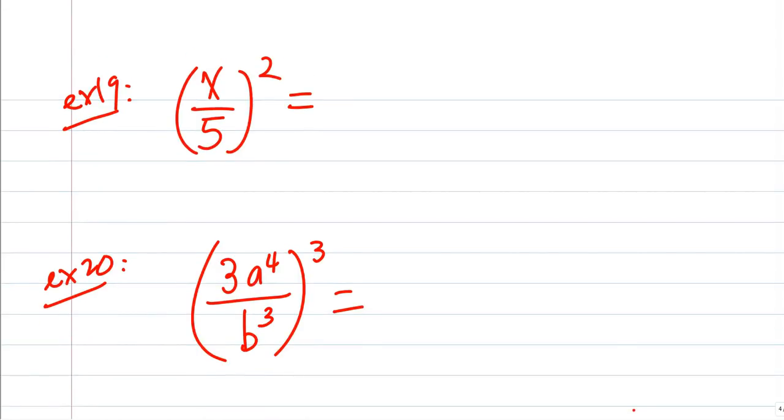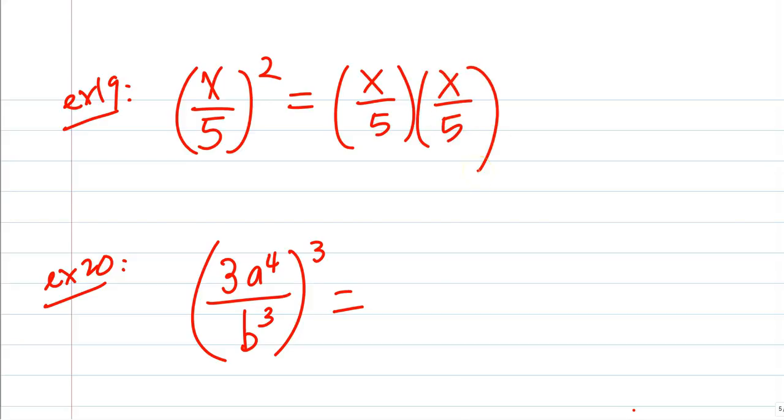What about fractions? If you're not sure if that bottom number is supposed to be a 5 or a 10, write it out. What's x over 5 squared mean? Times. How do I multiply fractions? Straight across. x times x is x squared. 5 times 5 is 25.